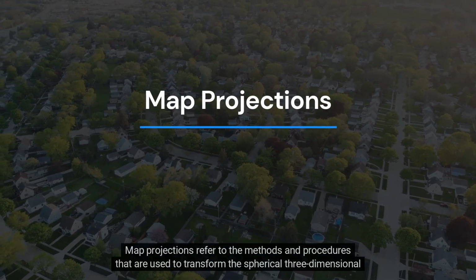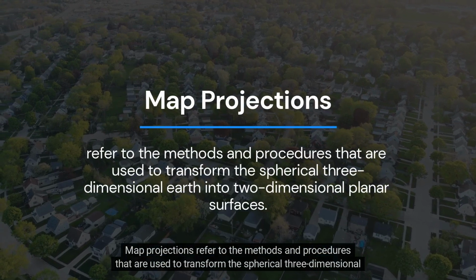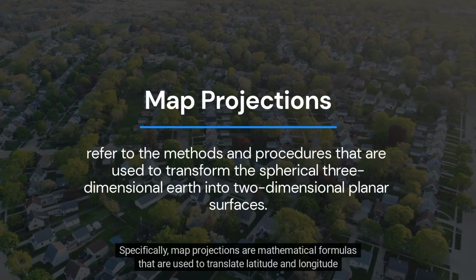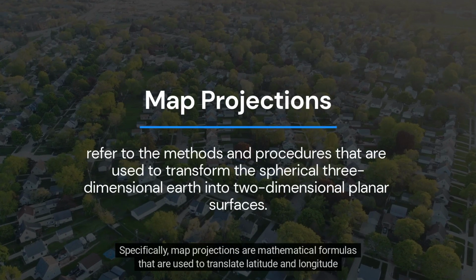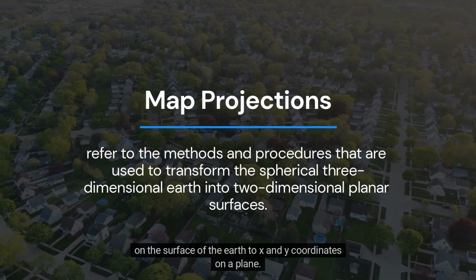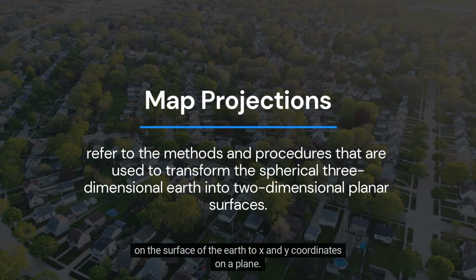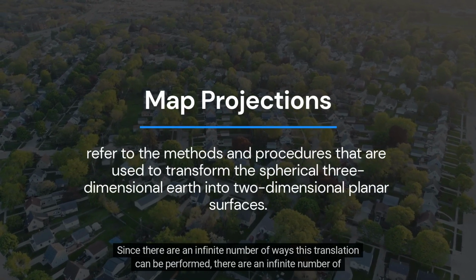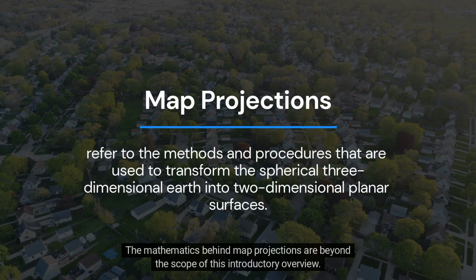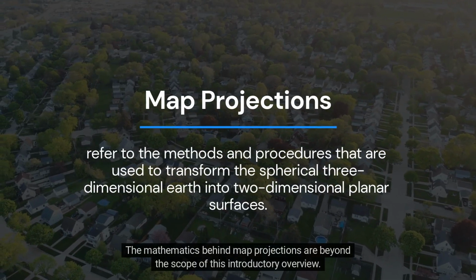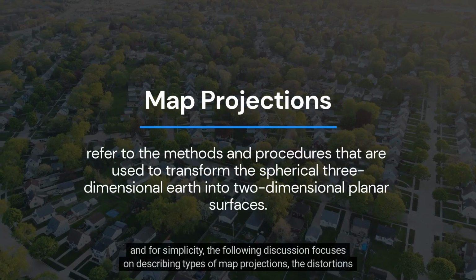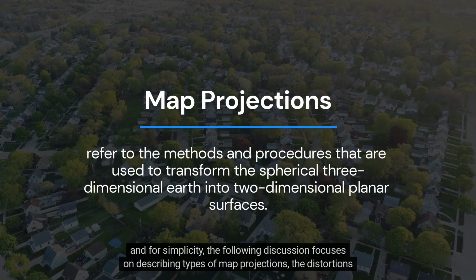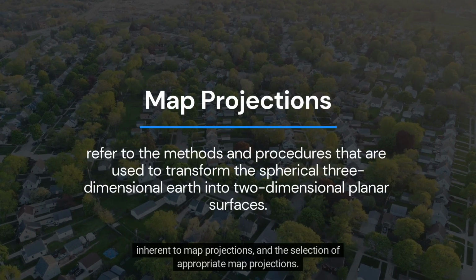Map projections refer to the methods and procedures that are used to transform the spherical three-dimensional Earth into two-dimensional planar surfaces. Specifically, map projections are mathematical formulas that are used to translate latitude and longitude on the surface of the Earth to x and y coordinates on a plane. Since there are an infinite number of ways this translation can be performed, there are an infinite number of map projections. The mathematics behind map projections are beyond the scope of this introductory overview. And for simplicity, the following discussion focuses on describing types of map projections, the distortions inherent to map projections, and the selection of appropriate map projections.